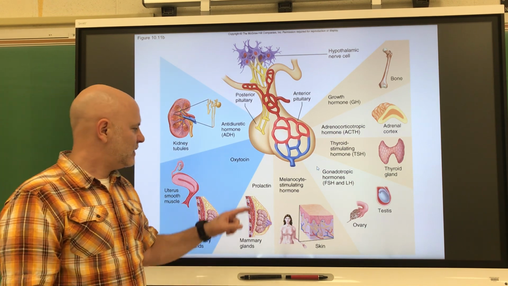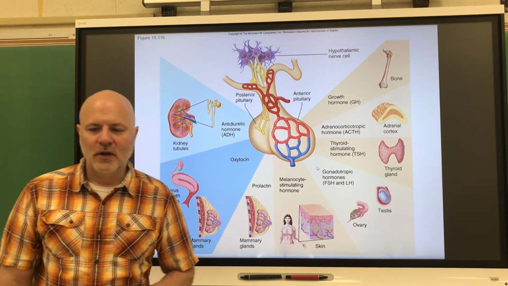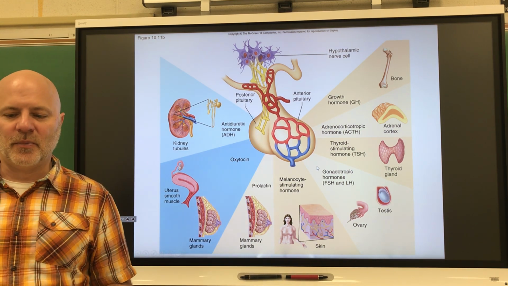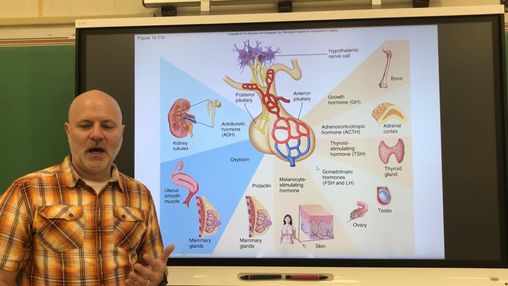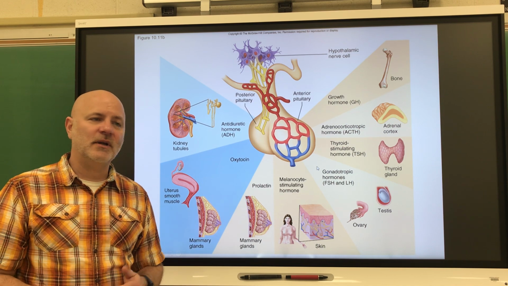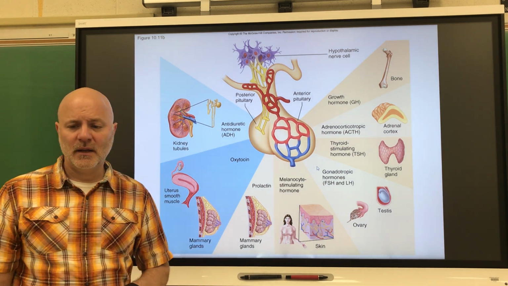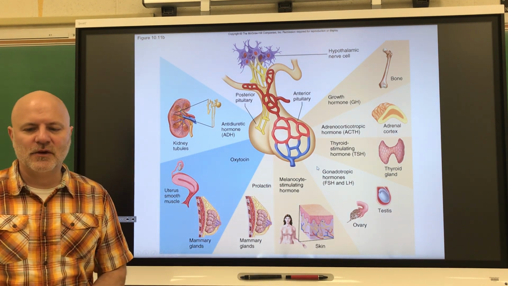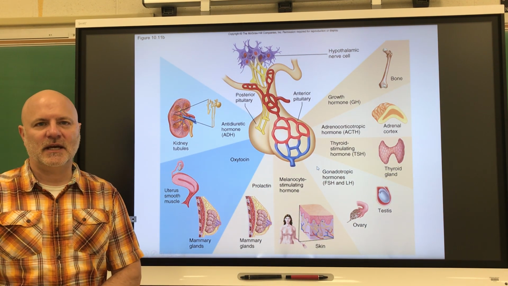Okay, so let's move back here to our anterior pituitary gland. Next is prolactin, abbreviated PRL. It promotes milk production in mammary glands. It also enhances testosterone production in males. All right. Next is melanocyte stimulating hormone, and this increases melanin production in the melanocytes that are in our skin.